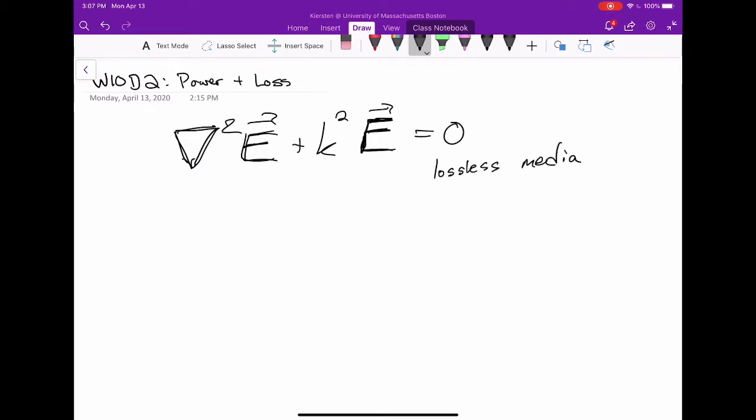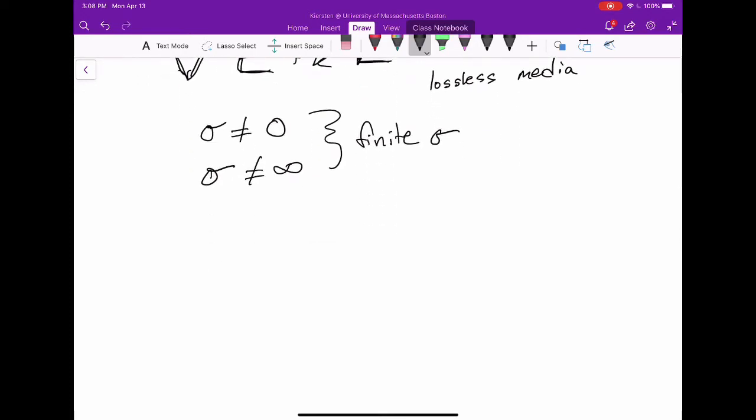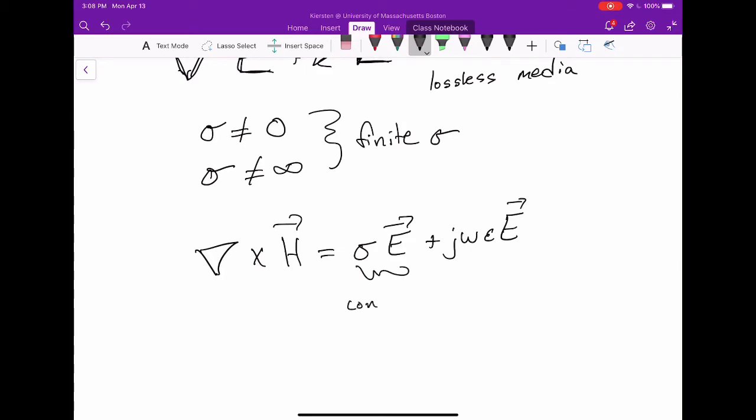And that's for lossless media. But if we want to know how this works in media where the conductivity is not 0 and it's not infinity, so like finite values of the conductivity sigma, we got to start back with Ampere's law. Now Ampere's law, when sigma is not 0, is sigma E plus j omega epsilon E is equal to the curl of H. So this is our conduction current term. And this is our displacement current term.